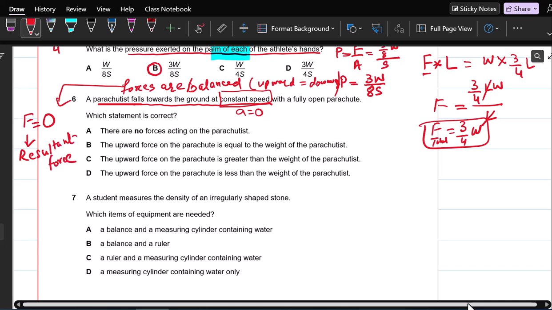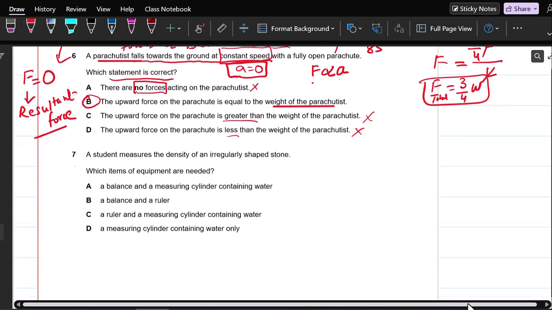If resultant force is zero, acceleration is zero, because according to Newton's second law, they are directly proportional to each other. If acceleration is zero, it means resultant force is zero. So which statement is correct? There are no forces acting, no. Resultant force is zero here. Forces are acting upward and downward. Okay. The upward force on the parachute is equal to the weight of the parachute. Yes, this is possible. This is the reason why it is moving with constant speed and acceleration is zero. The C option is saying greater, no, not possible. Upward force is less, no.